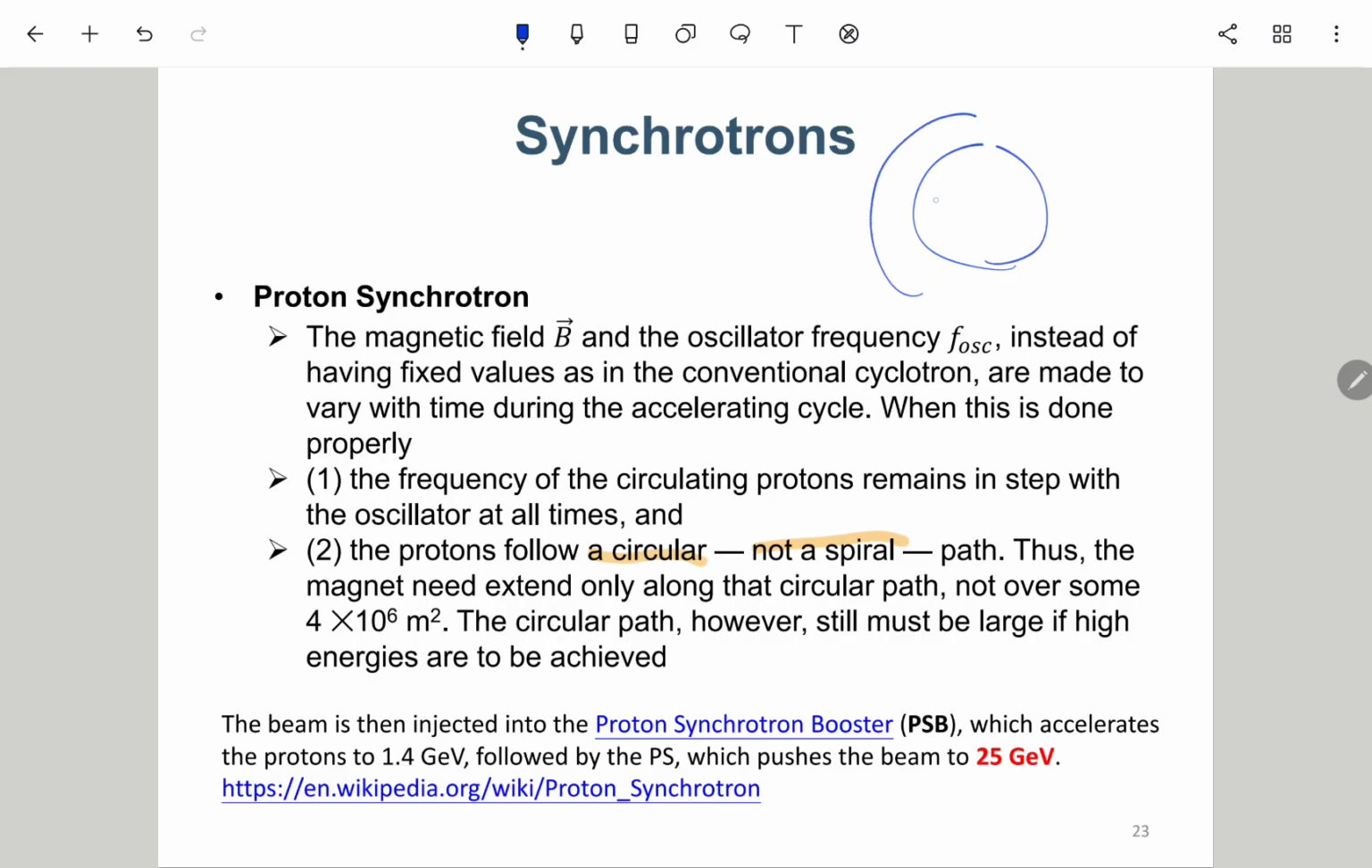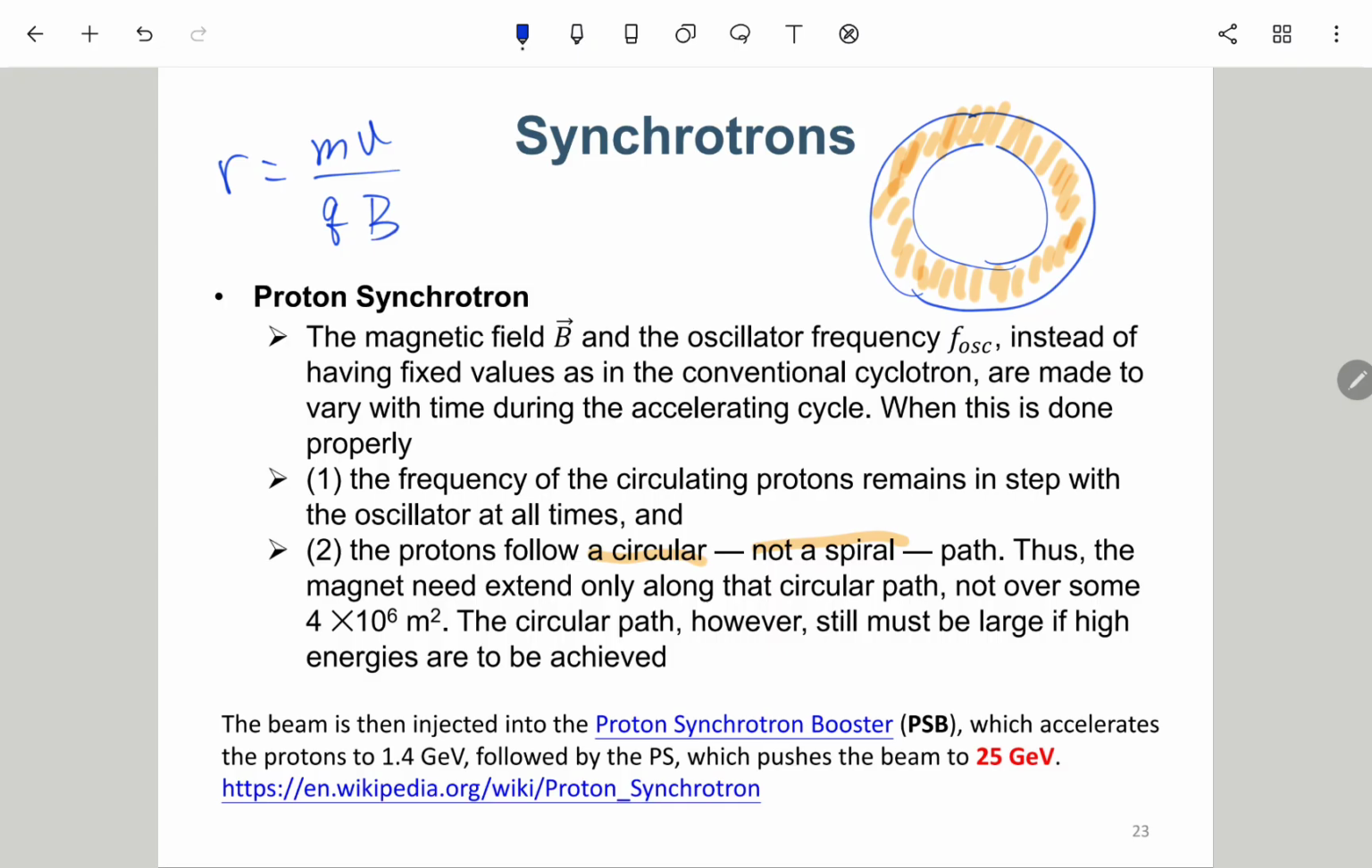Okay, we only have a ring. We only need to generate the B field in this path, but we need to control the magnitude of the B field accordingly. Because it will be R equals mv over qB.